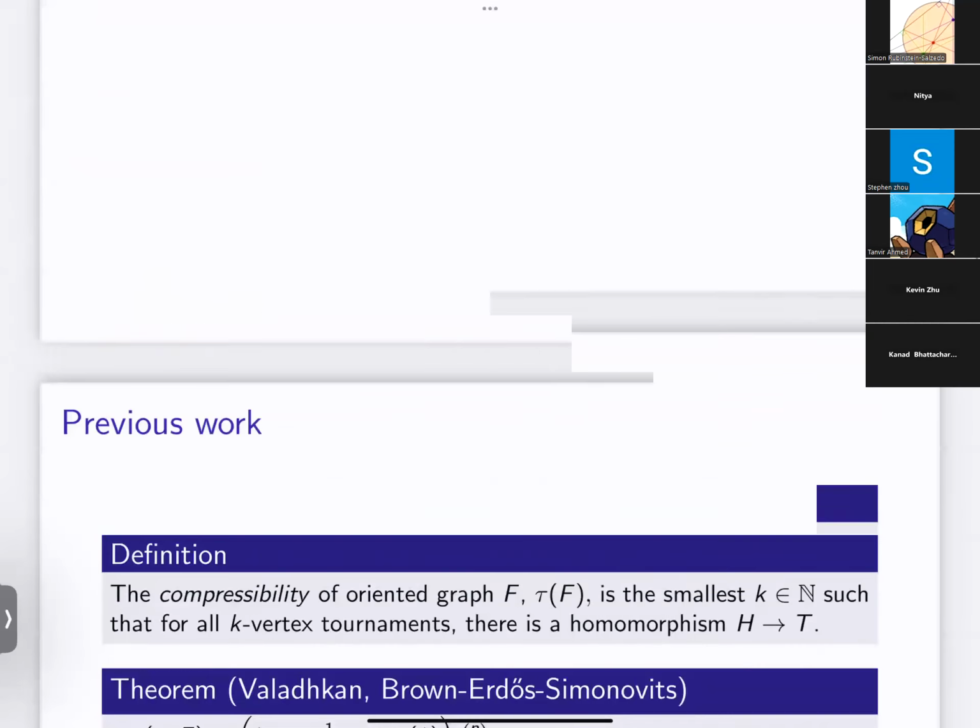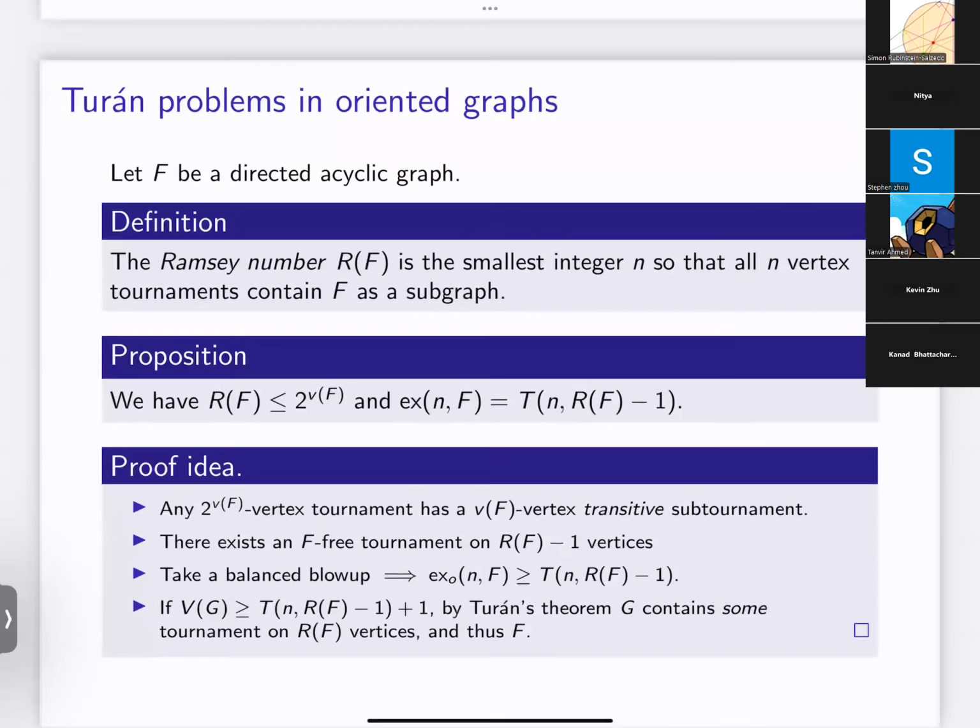The statement of the proposition should be EX sub O of N of F. Yeah, it should be EX sub O, sorry. That's a typo.